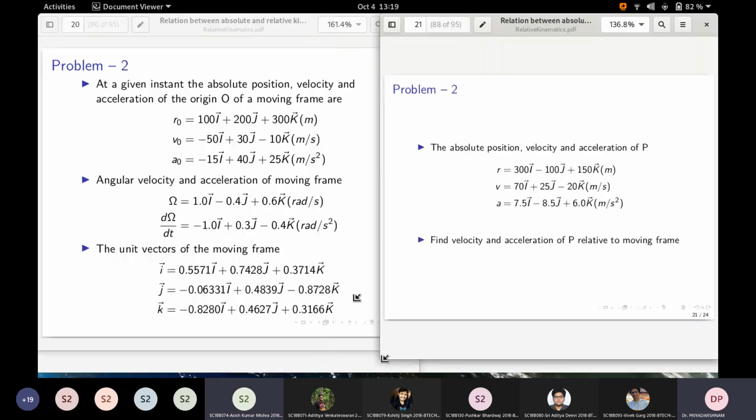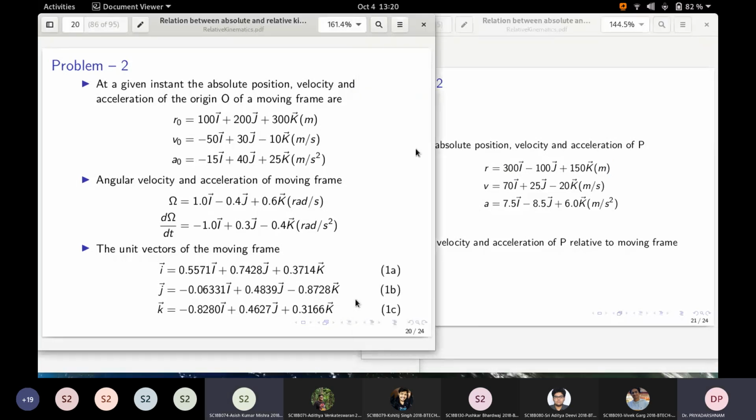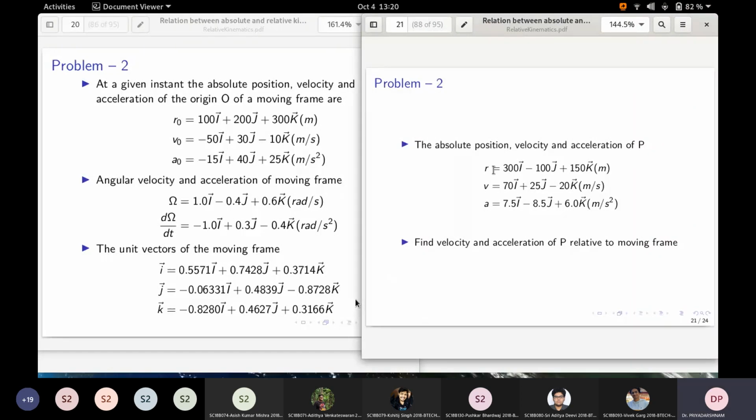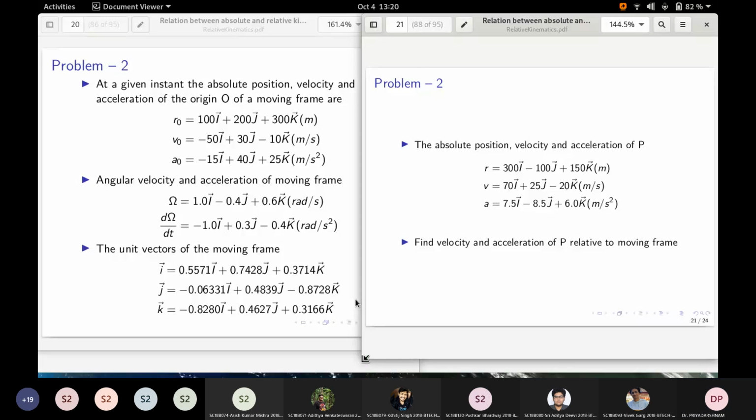Sir, the absolute position is not matching. So R0 is the difference? R0 is the origin. This is the origin, and this is your particle's movement. You have two frames moving. Capital IJK is the inertial frame, you can assume. Small IJK is the moving frame. The unit vectors of the moving frame, small IJK, are expressed in terms of capital IJK.